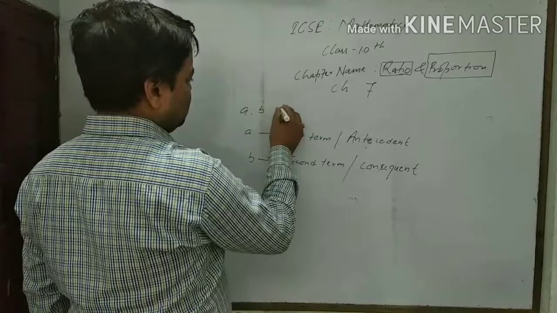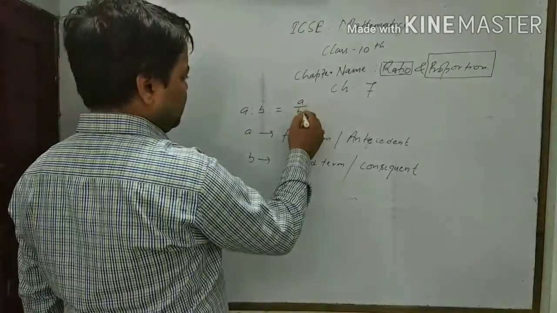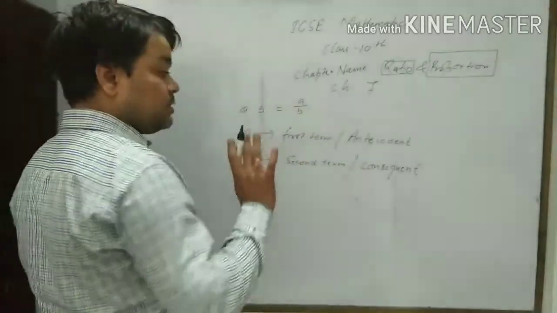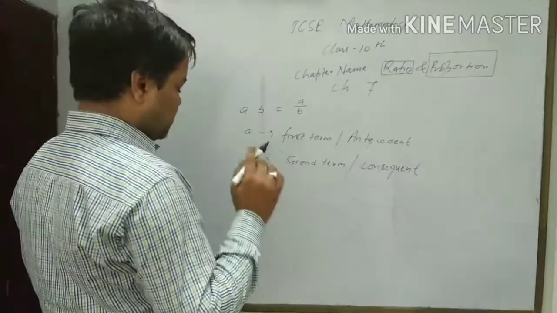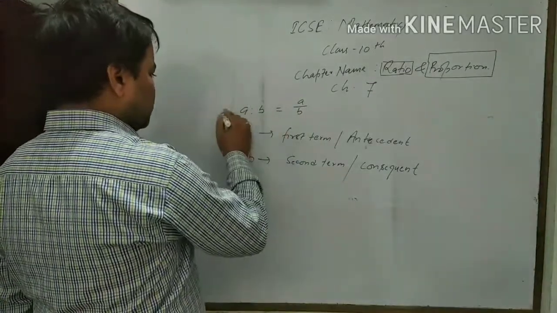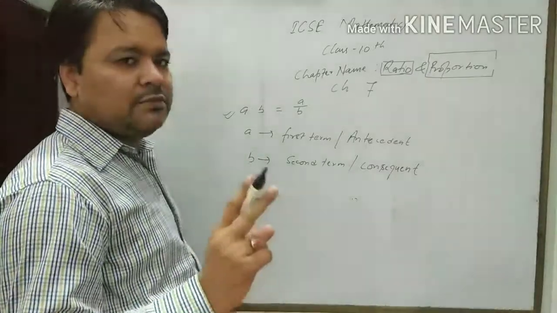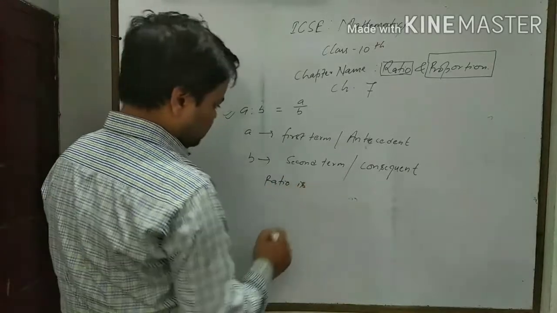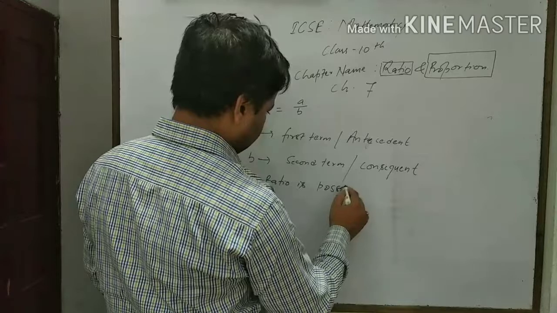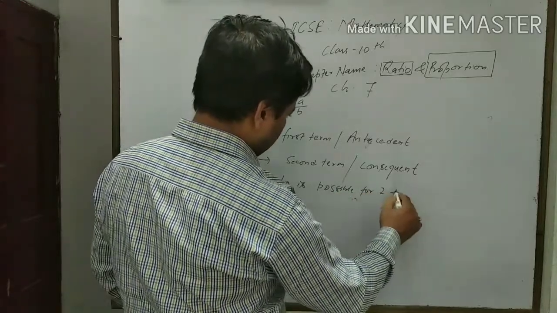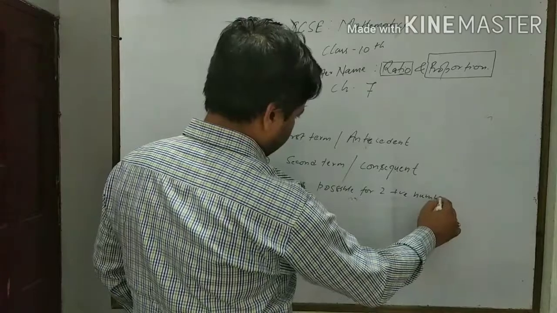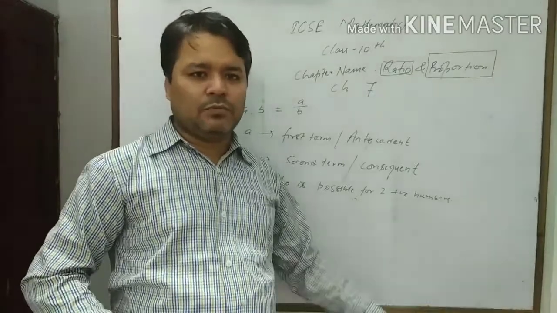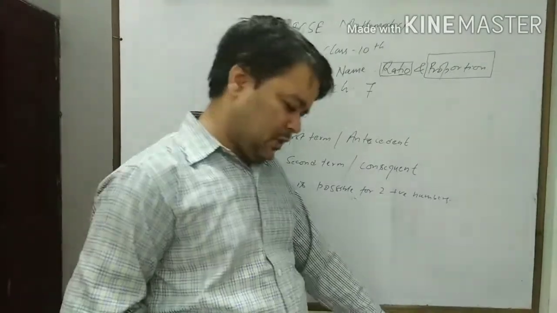It means here a ratio represents a fraction, that is a by b, and a fraction is always positive. Therefore, a ratio is possible only for two positive numbers, and it should be in the simplest form. The ratio should always be in the simplest form.